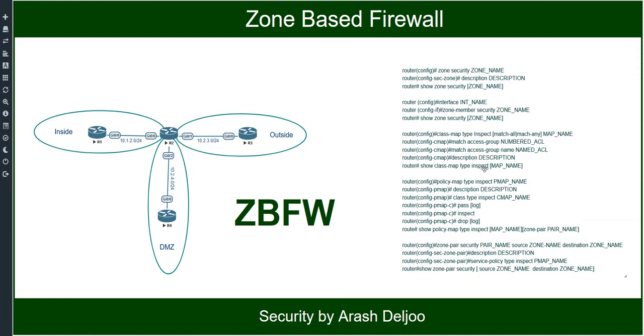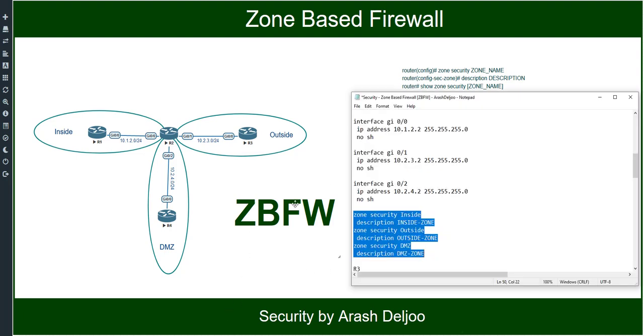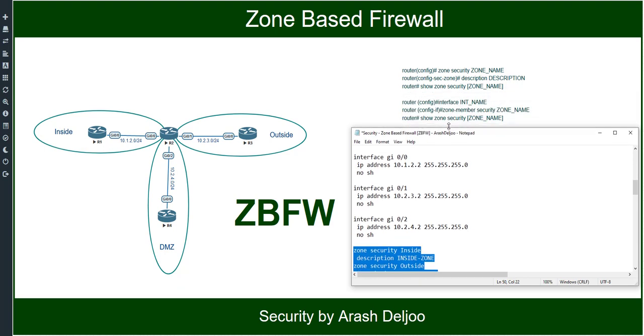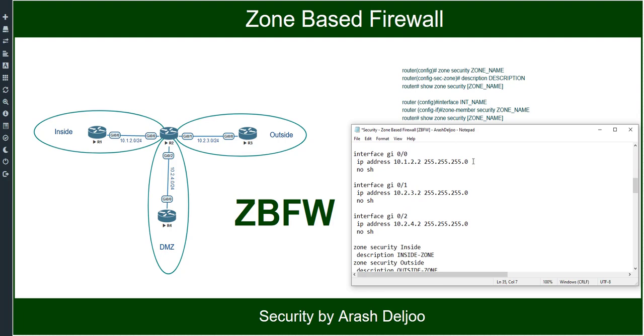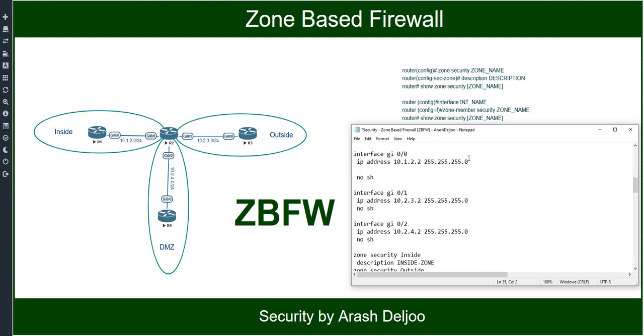The next step is configuring or assigning this zone to the interfaces. Here you can see the comments. Interface name, zone member, security, then the zone name. It is so easy. Let me show you. For example, in router 2, again, this is router 2. We know that here we have interface gigabit 0/0. For gigabit 0/0, let me add one command. The command is zone member, okay, then security.